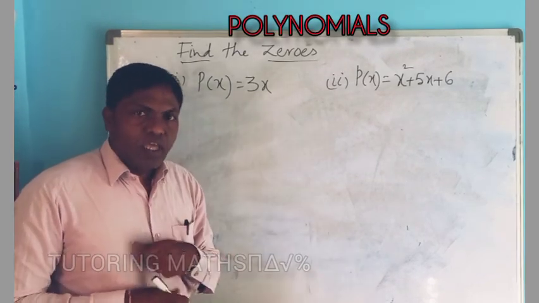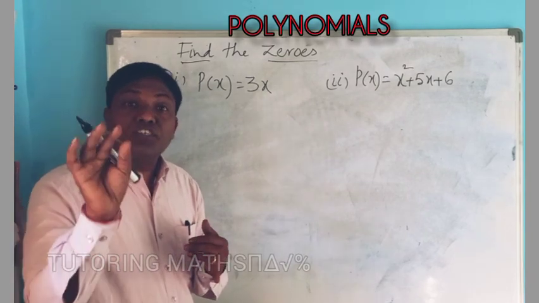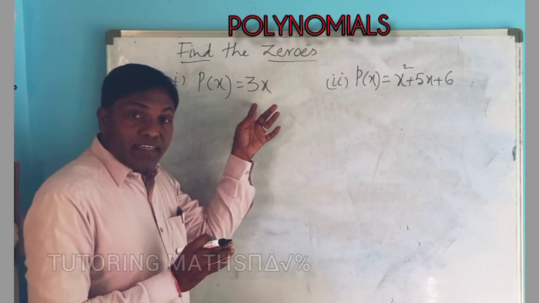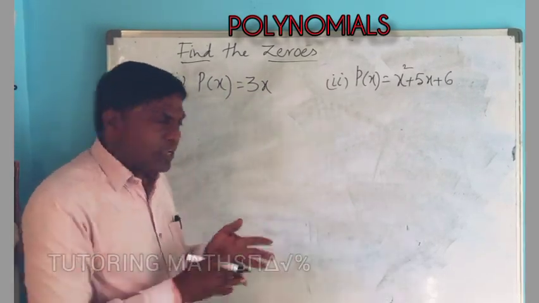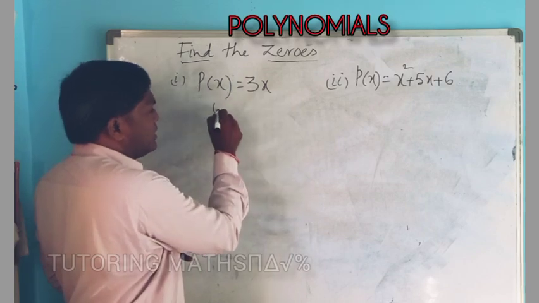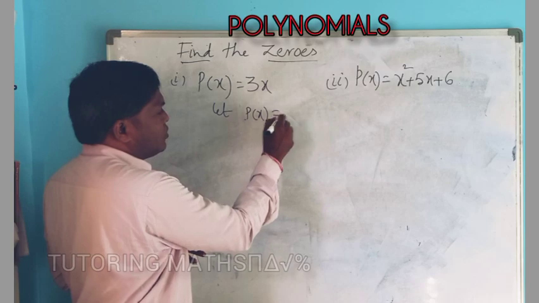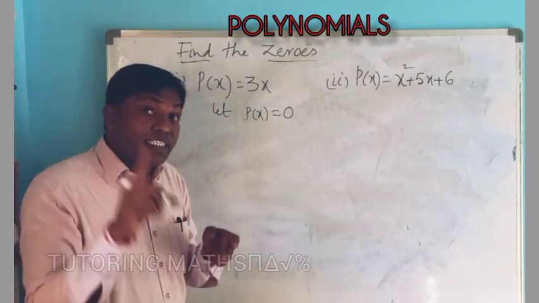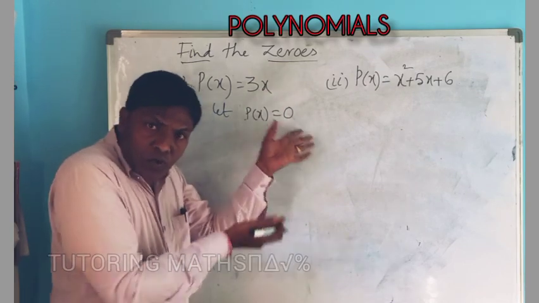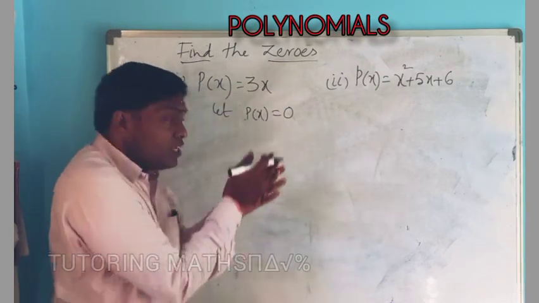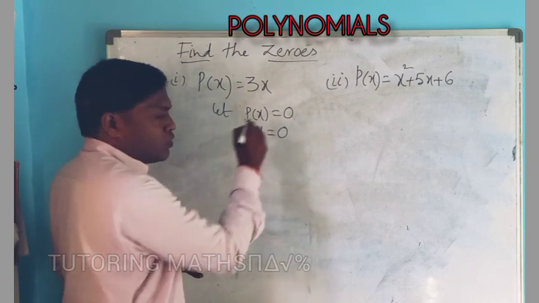Let us check. If you want to find the zero of this polynomial, first of all, we have to take, now we are going to find the zero. That's why we should take P of x equal to 0, because we are going to find the zero of this polynomial. Therefore, let this polynomial be equal to 0. So what is the polynomial? 3x is equal to 0.